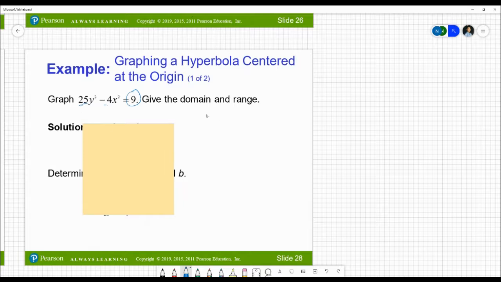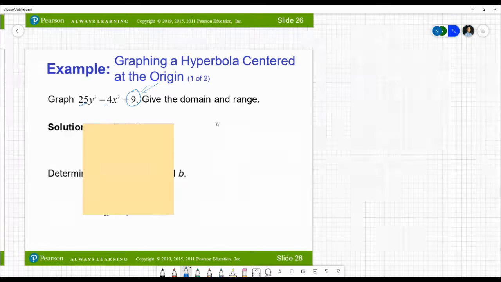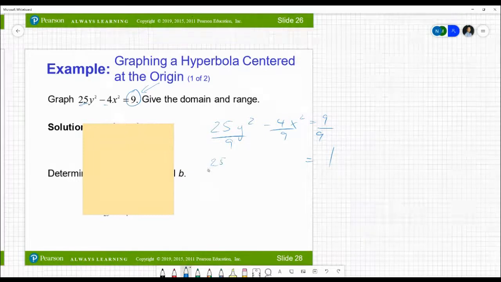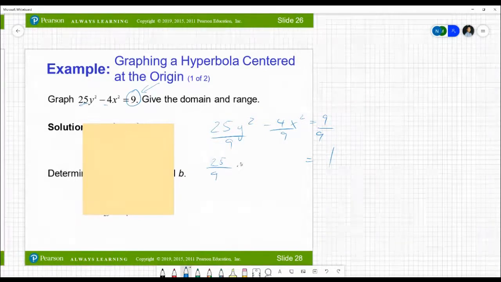Here's the problem. The more important part is we need this side to be 1 first, so we're going to divide both sides by 9 first. So divide this by 9, divide this by 9, divide this by 9. We get 1 here. So here we have a problem. We have 25 over 9.